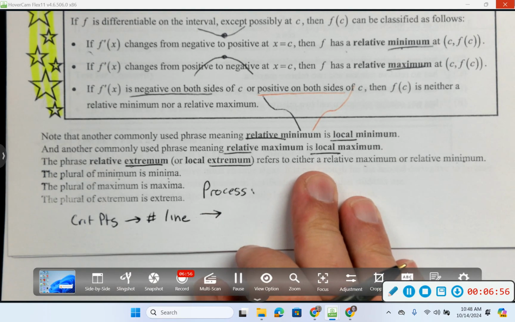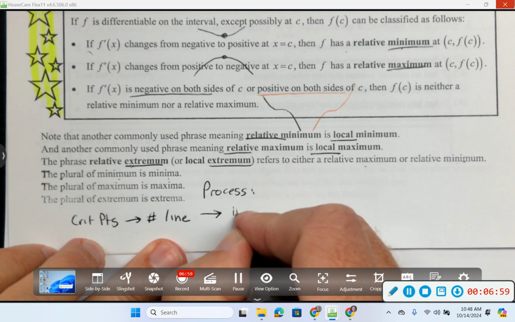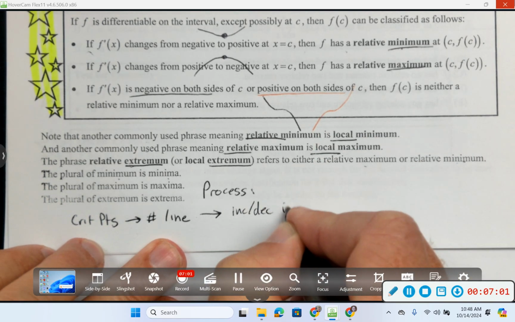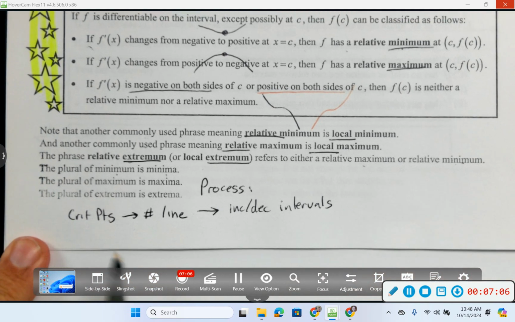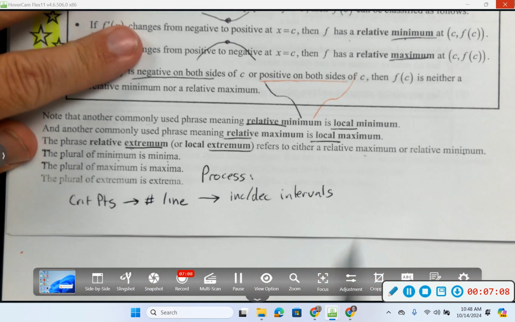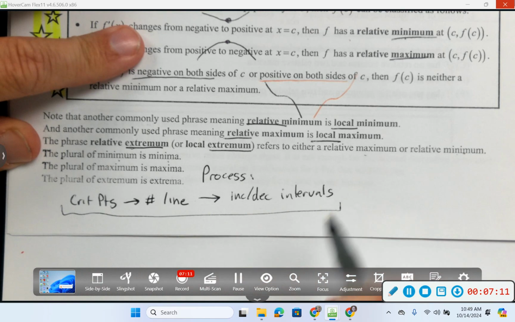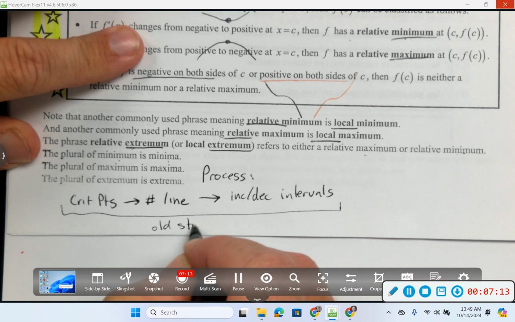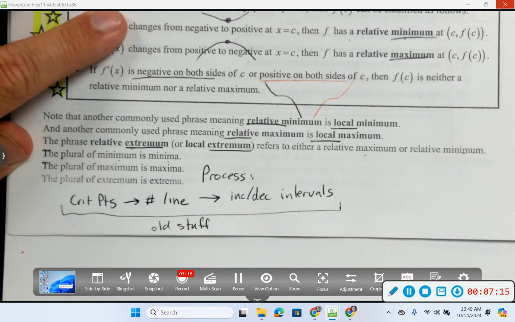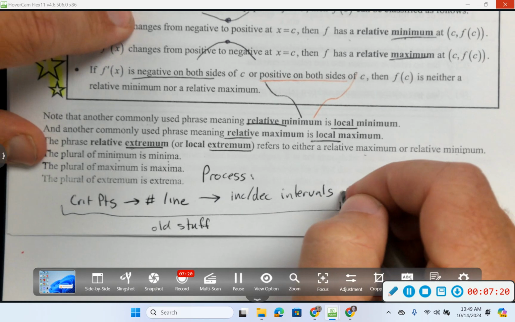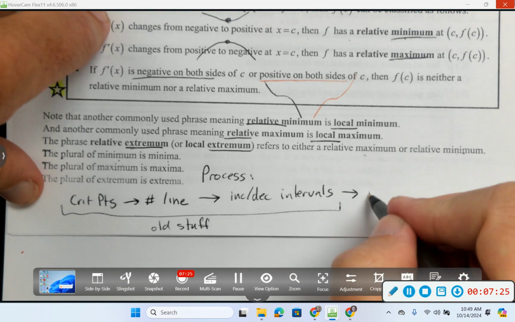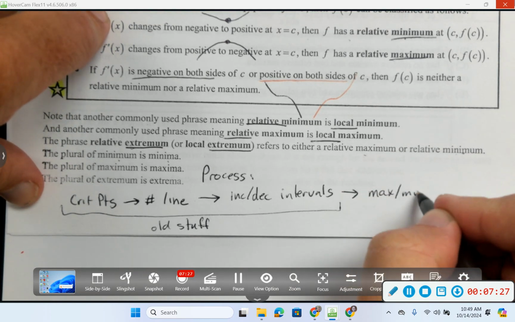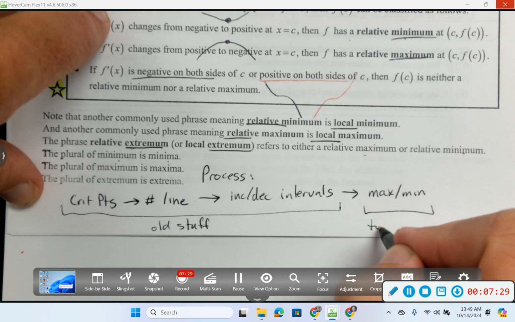And after the number line, the number line will tell us increasing and decreasing intervals. All of that we did Friday, right? That's old news, old stuff. We've done that. The new stuff, again, if you get all that, isn't really that difficult. Once you know where your increasing and decreasing are, then you can find your maximums and your minimums. And that's sort of the point of today.